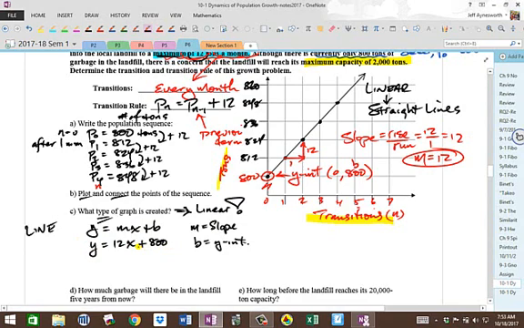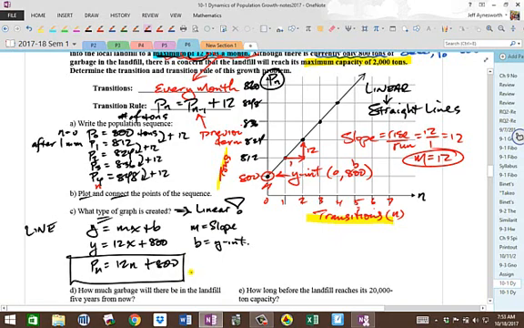So let's translate here. We're not usually using y and x, we're actually using p sub n. So this is p sub n, right? And this is n. Instead of the x-axis, it's the n-axis for transitions. Instead of the y-axis, it's p sub n. All right, so p sub n is equal to 12 times n plus 800. There's your explicit function right here.